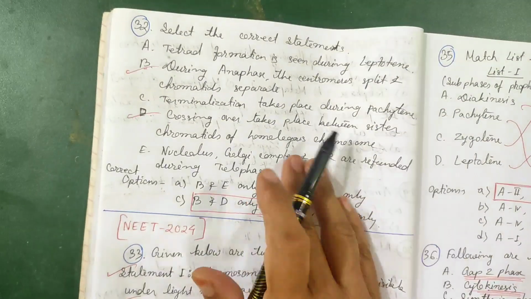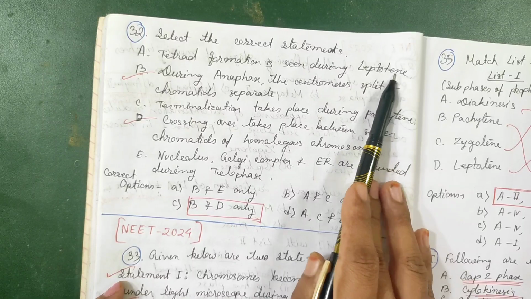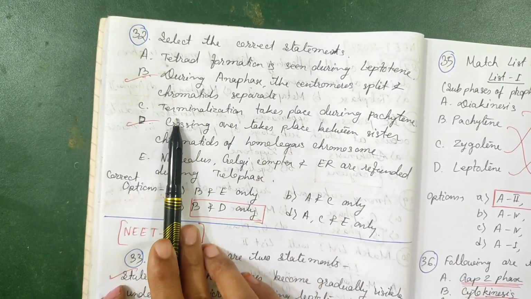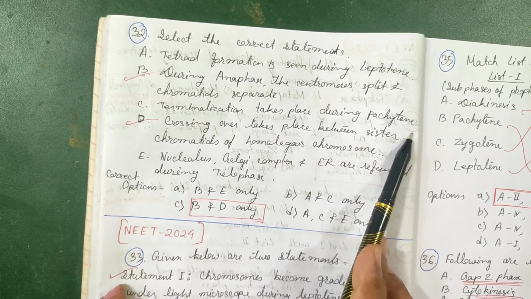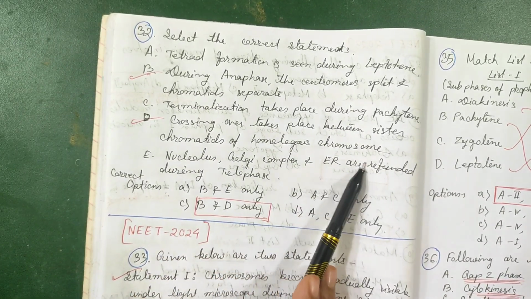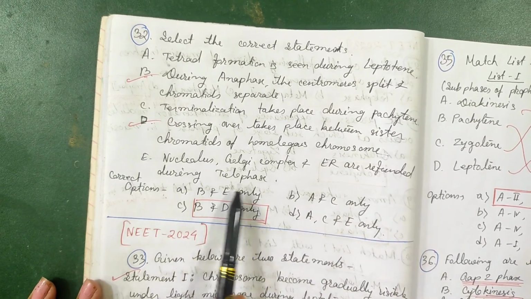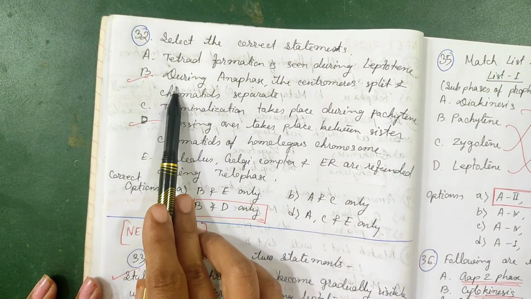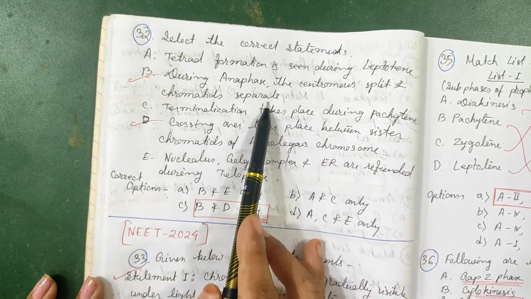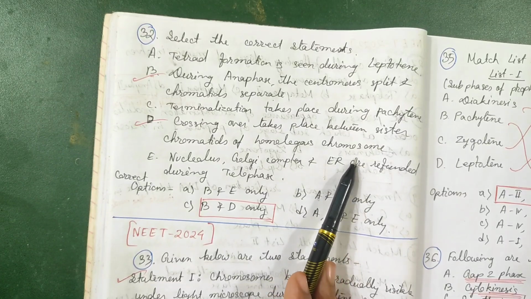Next question, select the correct statement. Tetrad formation is seen during leptotene. During anaphase, the centromere splits and chromatids separate. Next, terminalization takes place during pachytene. Next, crossing over takes place between sister chromatids of homologous chromosomes. Next, nucleolus, Golgi complex and endoplasmic reticulum are reformed during telophase. The correct options are B and D. Only B and D are correct: during anaphase, the centromere splits and chromatids separate, and crossing over does not take place between sister chromatids of homologous chromosomes.